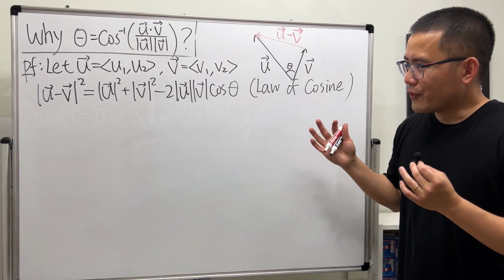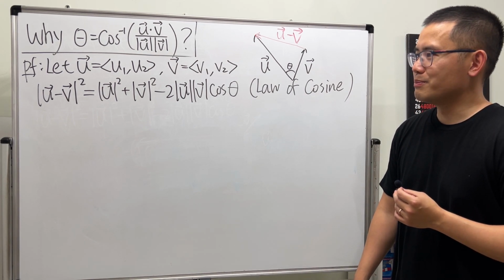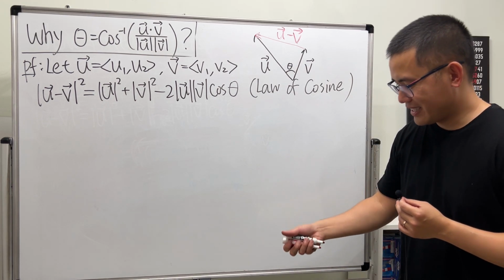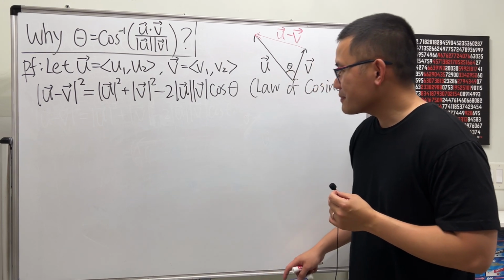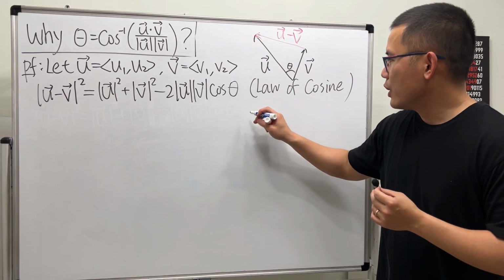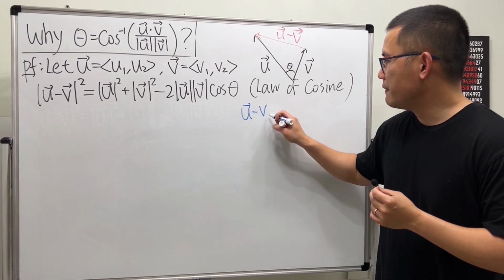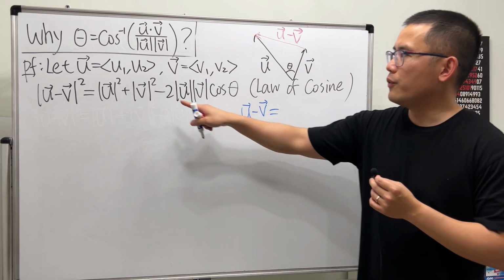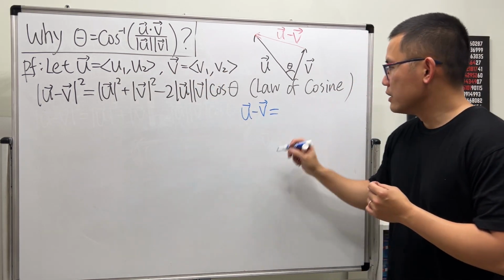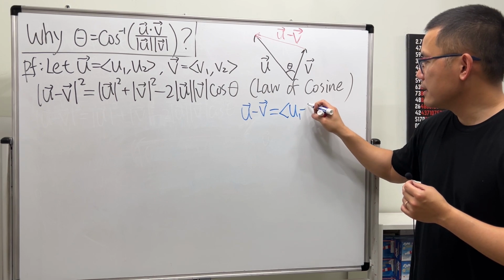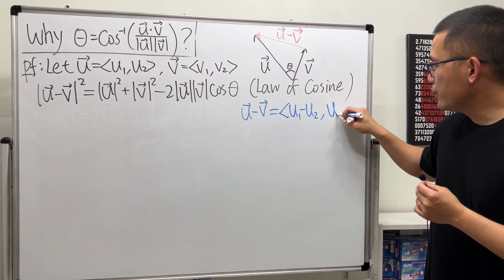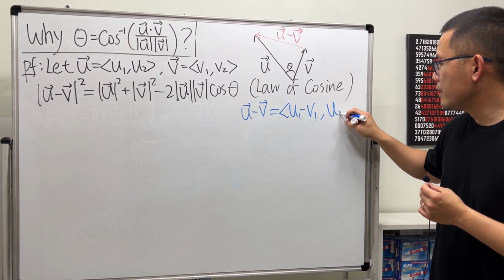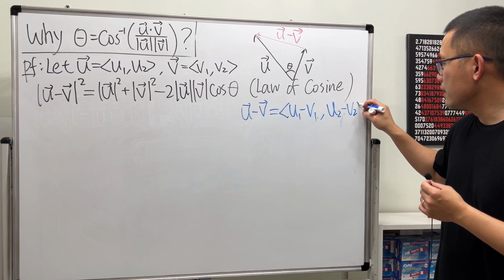So now, to finish the proof, all we have to do is just a bunch of computations. We are going to turn this into the component forms and then just do the work. So I will do it on the side for you guys. Let's figure this out first. u minus v, this thing is equal to, let's look at the component form, just this minus that and this minus that. So this is equal to u1 minus v1, and then u2 minus v2.